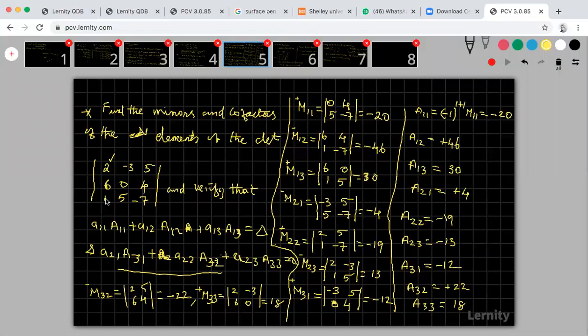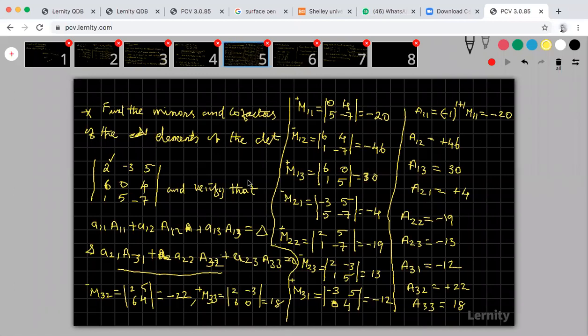Similarly, M31, what is my M31? This element, leave this column, leave this row: minus 3, 5, 0, 4. This is minus 12, this is 0. So minus 12 itself is the answer. Similarly, M32 means this element. Leave this column, leave this row: 2, 5, 6, 4. So this is 8 minus 30, minus 22. And for this element, 2, minus 3, 6, 0, this is 0 and this is minus 18. Already we have 1 minus, that is plus 18. So M33 is plus 18.